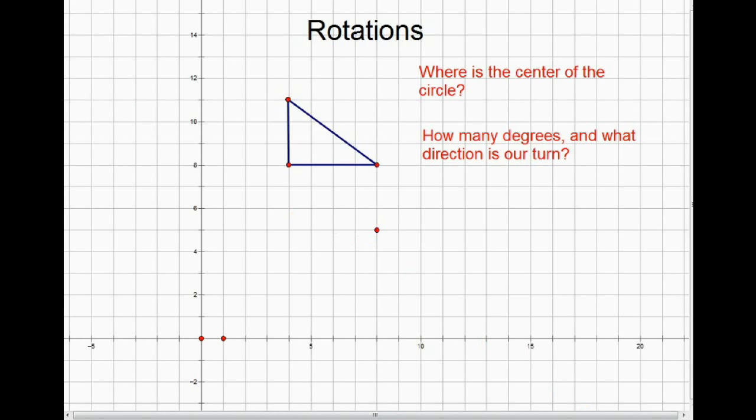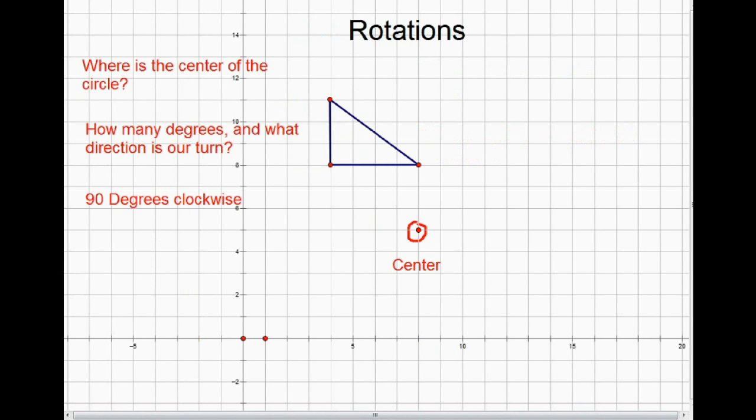So once we know where the center of our circle is, the next question we have to ask ourselves is, well, how many degrees of a turn are we going to do, and what direction are we going to go? So suppose for this example, we're going to go 90 degrees clockwise. So just like with reflections, what that means is we have to turn every point on this shape 90 degrees clockwise around that center there.